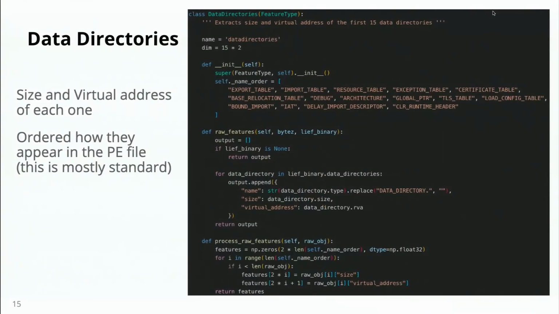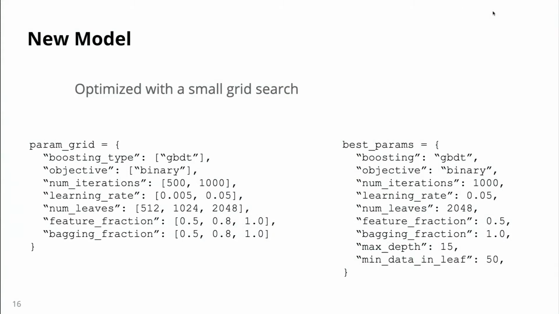So that's kind of why we included the data directories. Sorry, this is a screenshot of code, but it kind of describes it here. We're just taking all the data directories and then including the size and virtual address and then hashing that into the feature vector. I'll talk a lot more about the Adobe Classifier in the next section, but that enables us to do some comparisons.